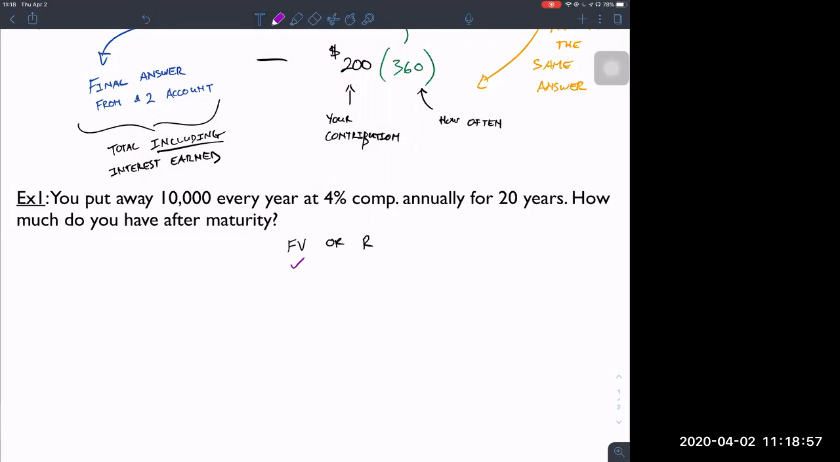Why? Because we're putting away 10,000 every year, which is this. So we can't solve for R if we already have R. You can't have your cake and eat it. If I give you the recurring amount, which is $10,000, you can't solve for it. You're already putting away that much every year. So when it's asking how much do you have after maturity, that translates to how much you have after the 20 years. That's the future value.